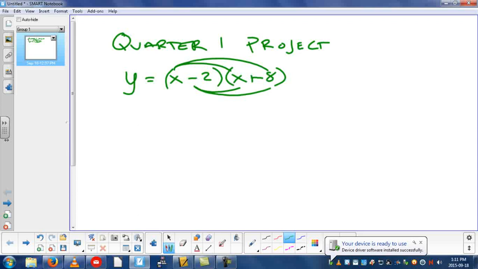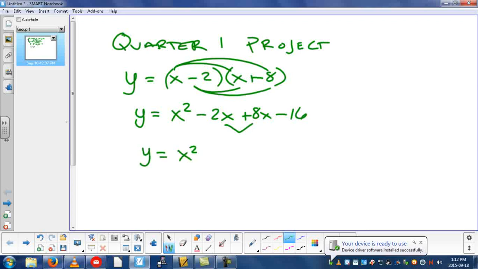What are you doing? And so now my equation would say y equals x squared minus 2x plus 8x minus 16. It's important that you describe how you went from the first line to the second line. Then I'm going to describe how I get to the third line, which is just combining my like terms. So y equals x squared plus 6x minus 16. At this point, I've made it to standard form.